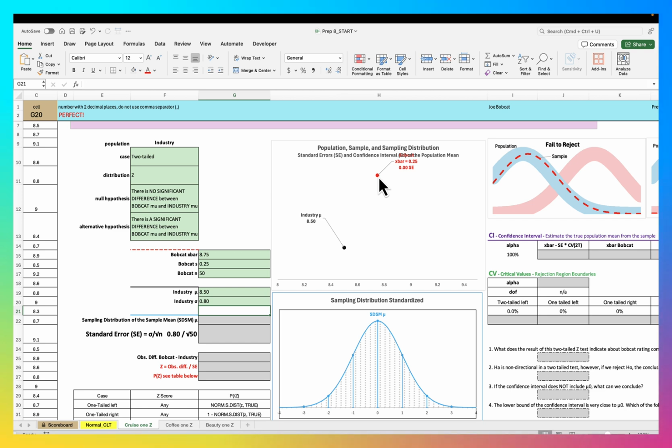So here we are, and there's the industry, right? So it looks like we're higher than the industry. The question is, are we significantly higher? Or is that just random sampling variation? All right, so let's get the sampling distribution of the sample mean, the mu, which is always the exact same as the population mean, so it's just going to be equal to the industry. And then the standard error, which is going to be the sigma here, divided by the square root of the sample size.